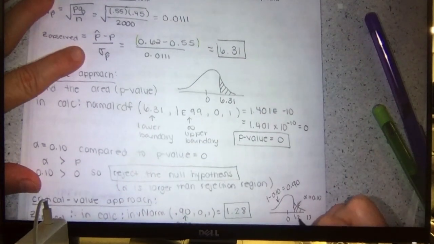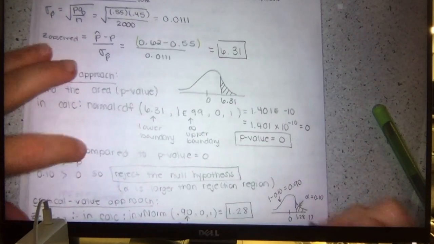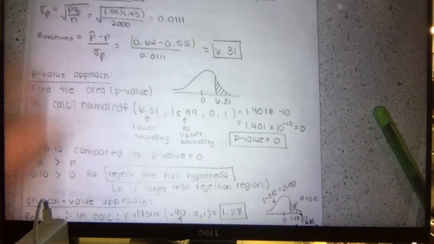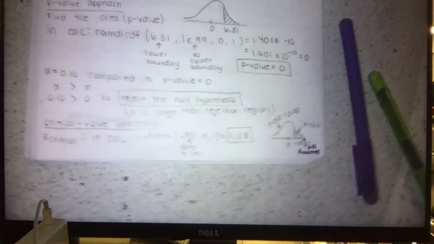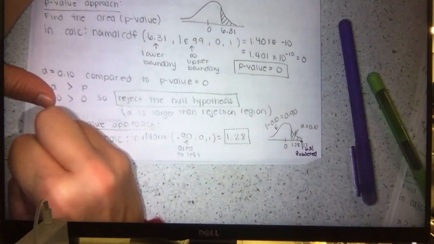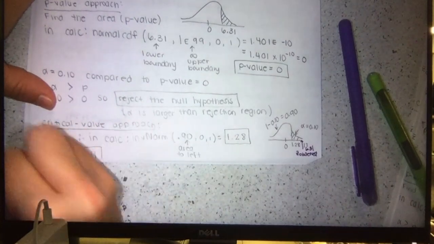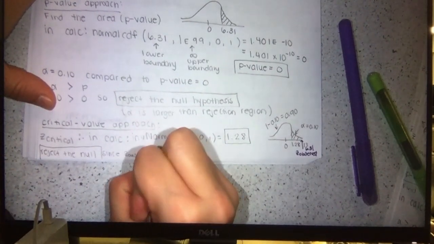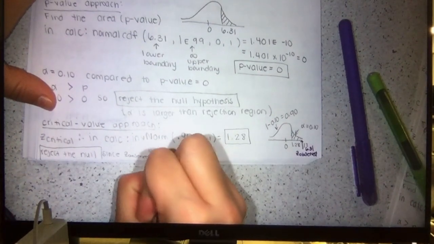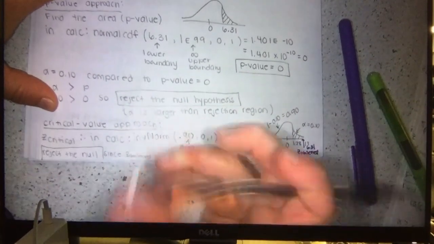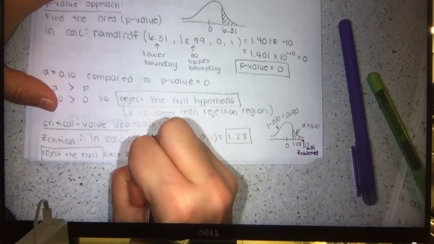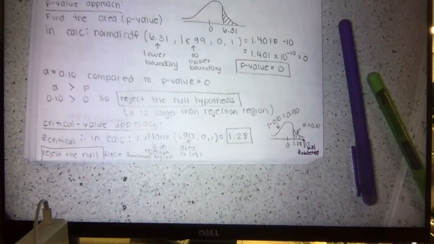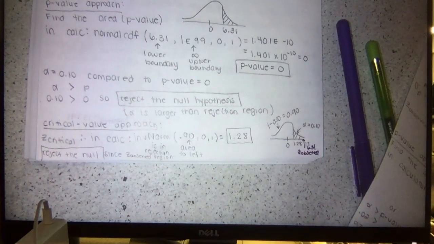So if this is going to be 1.28, our z observed was 6.31, which is way over here. So it's in the shaded region, it's in the rejection region. So we're going to reject the null hypothesis, since z observed is in the rejection region. And that's that example. We're going to do one more next.